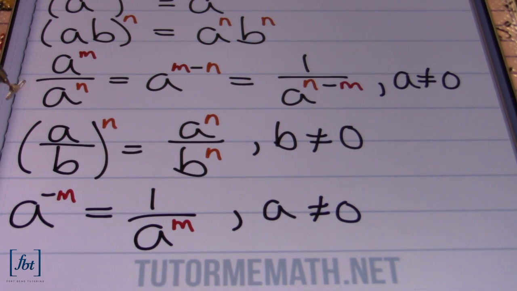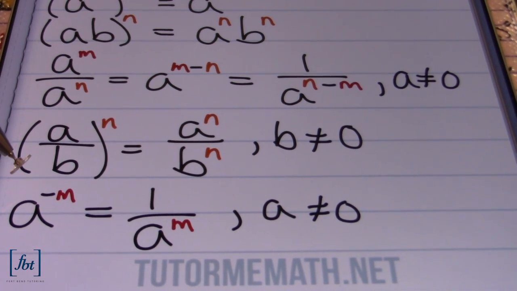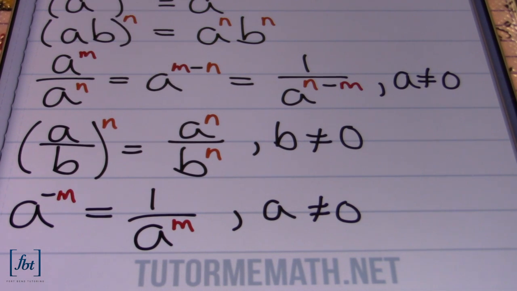Okay. So then, let's say you had a divided by b raised to the nth power. That is equivalent to a to the n divided by b to the n, where b cannot equal zero, because you can't have zero in the denominator of a fraction. That would be undefined.